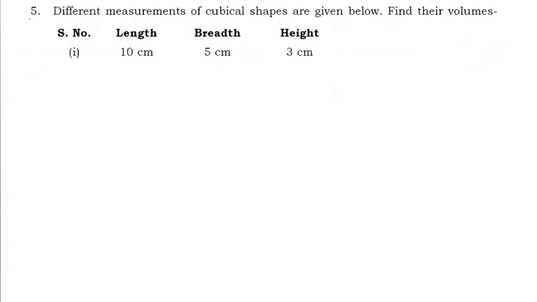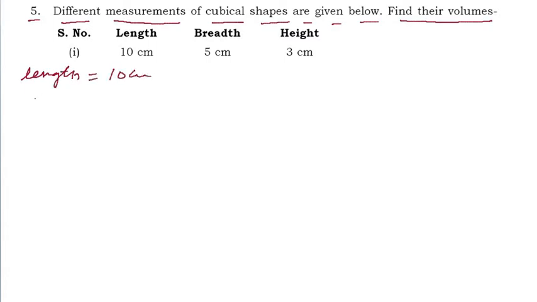The question number 5. Different measurements of a cuboid shape are given below. Find their volumes. So first, serial number 1, length is given as 10 centimeter. So length is equal to 10 centimeter and breadth it is given as 5 centimeter and the height it is given as 3 centimeter. So you have to find volume.